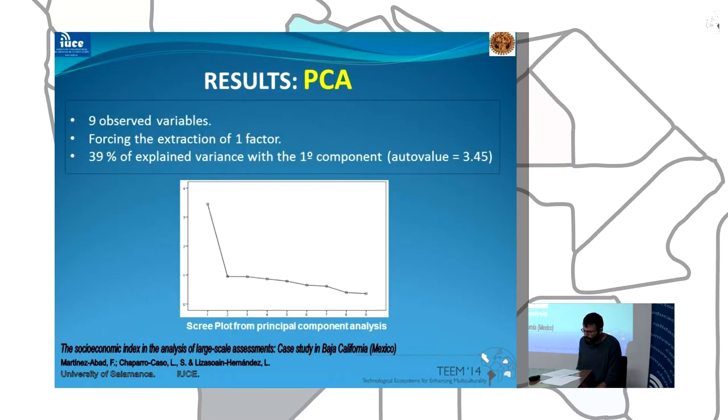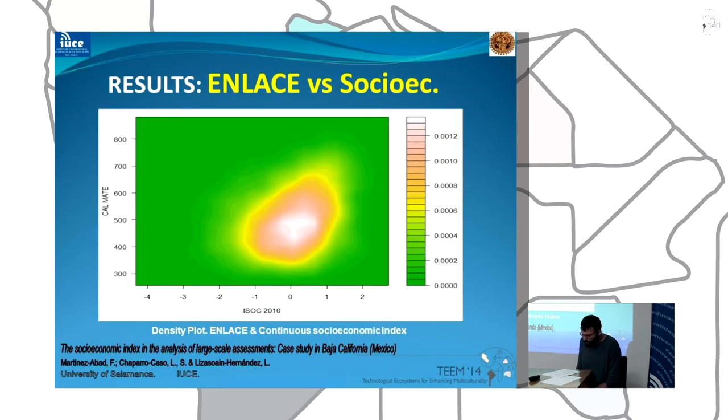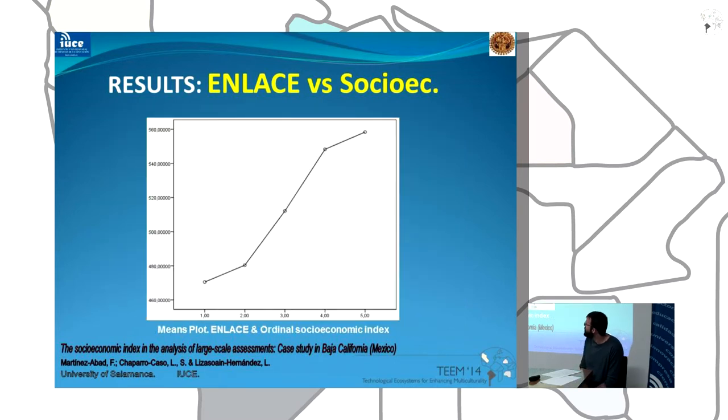First, in the results, the principal components made with 9 observed variables and forcing one factor, the scree plot showed a one-dimensional structure. With that model, 39% of the total variance of the variables included was explained. The density plot between the ENLACE test on the y-axis and the socioeconomic index, the continuous variable, on the x-axis shows a clear relation between the variables. And the means plot between the math score and the continuous socioeconomic index shows a clear direct relation too.